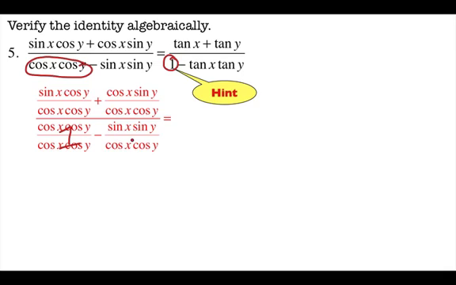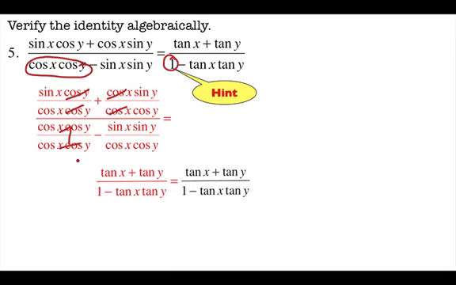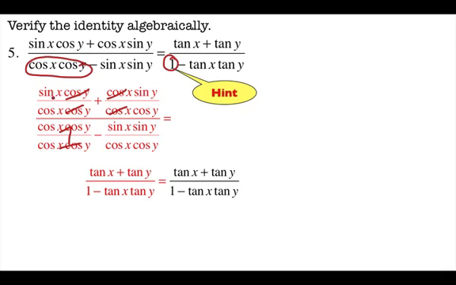Let me go to this one. This goes away. This goes away. And I'm left with whatever this is, and whatever this is. And the 1 over here. You should be able to follow why this is tangent of x, why this is tangent of y. We know this is 1.